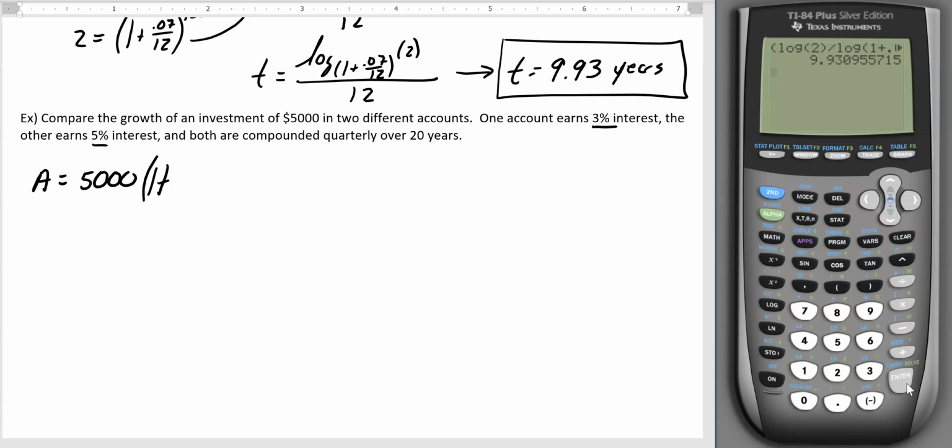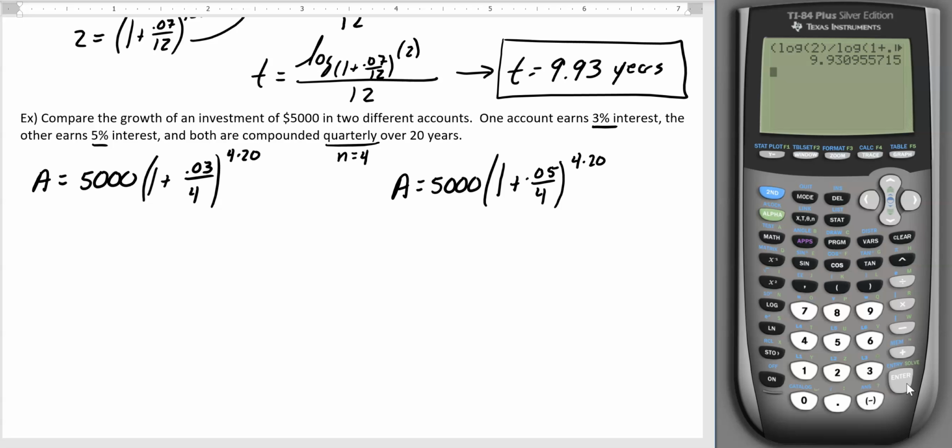1 plus my rate for this first one would be 0.03. They're compounded quarterly, so that means n equals 4. Over how many years? 20 years, so 4 times 20 in my exponent. So there's one. My other one would be 5,000 times (1 plus 0.05 over 4) to the 4 times 20. So let's put this in our calculator here. So we say 5,000 times (1 plus 0.03 divided by 4) to the caret 4 times 20, which is 80. I'm just going to go ahead and put that in myself.